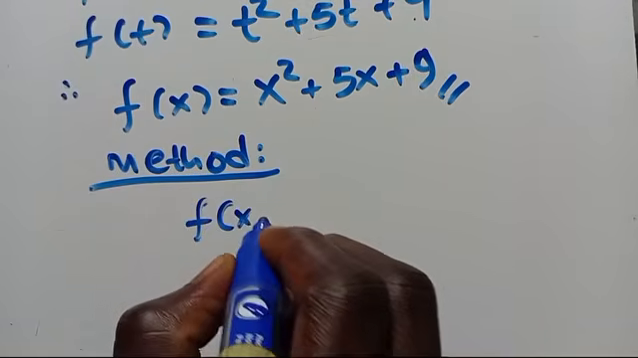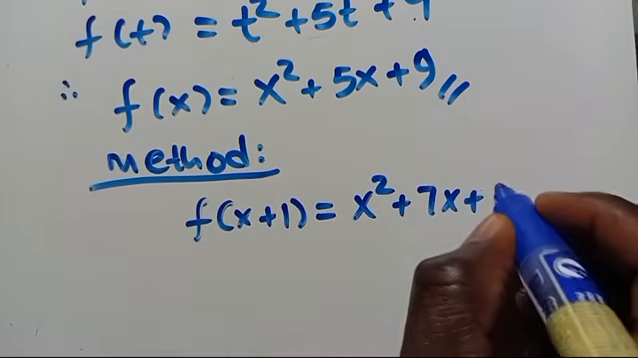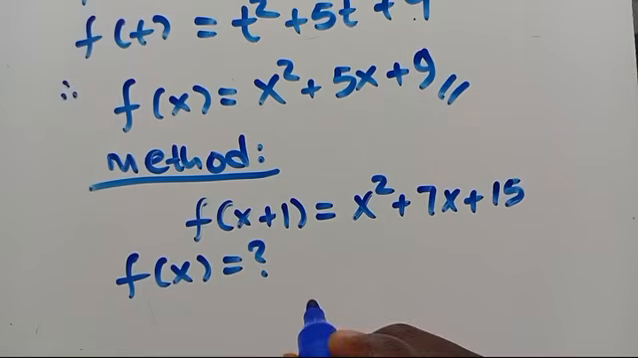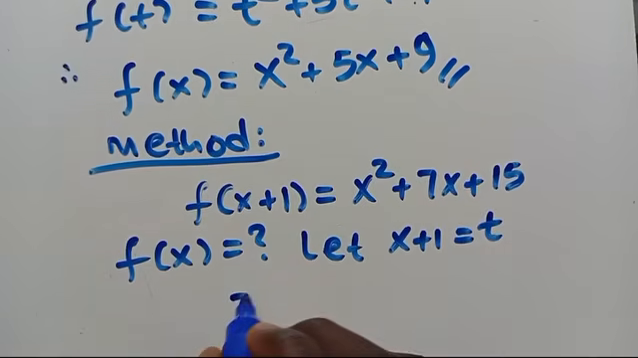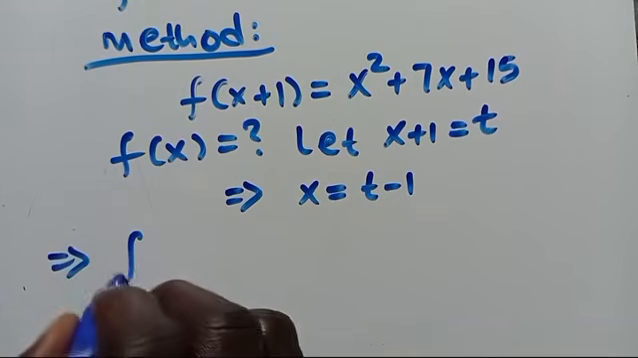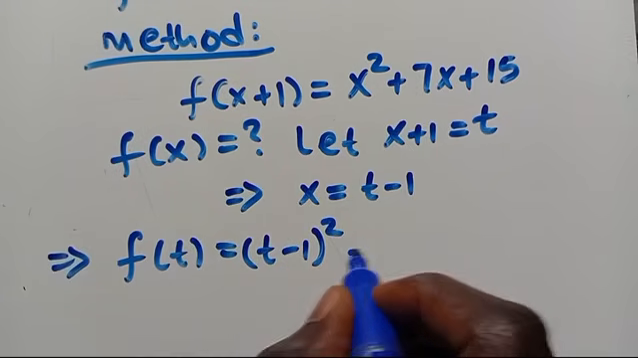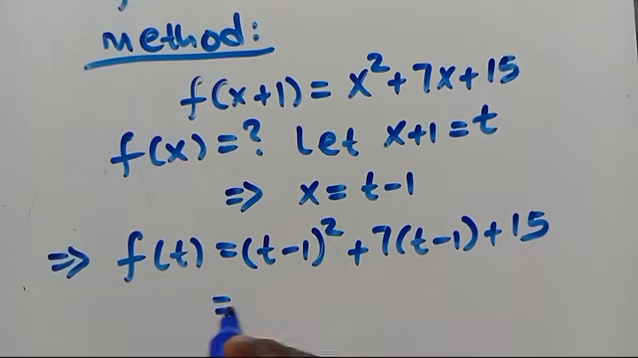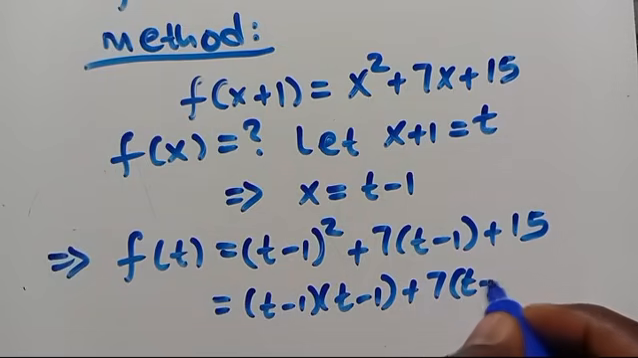Recall we are given f of x plus 1 to be equal to x squared plus 7x plus 15. Then we have to find f of x. We can say let x plus 1 equal t. Then from here, this implies x will be equal to t minus 1. So we're going to have this side to be f of t, then our x will be t minus 1 squared plus 7 into t minus 1 plus 15. The expansion of this simply means t minus 1 times t minus 1 plus 7 into t minus 1 plus 15.